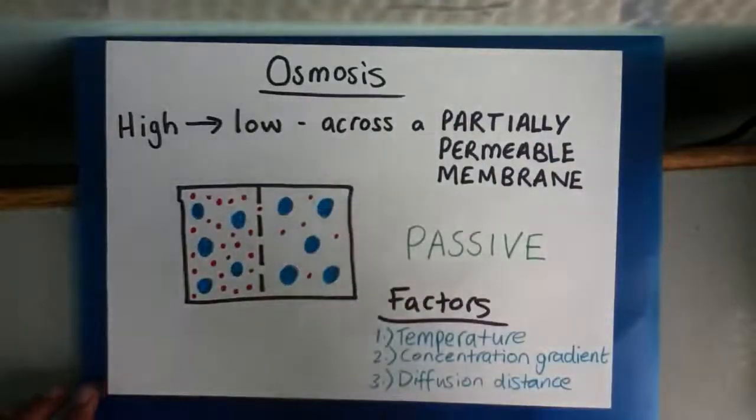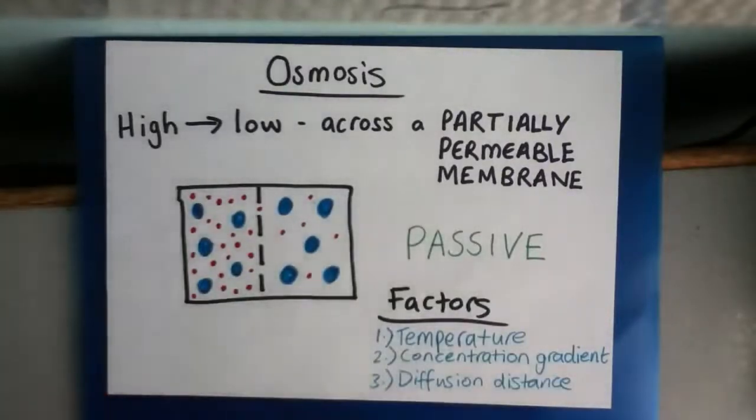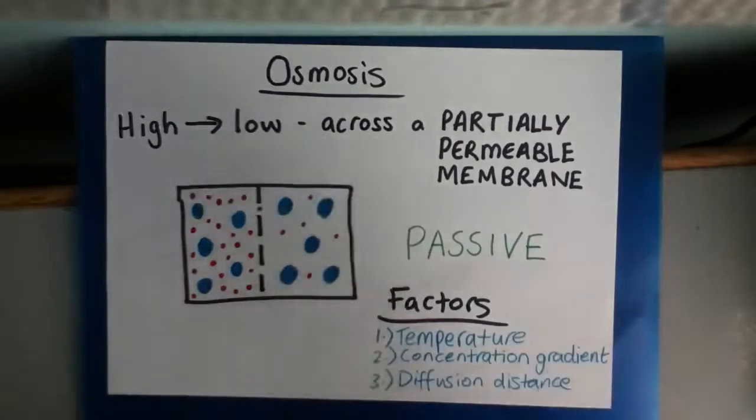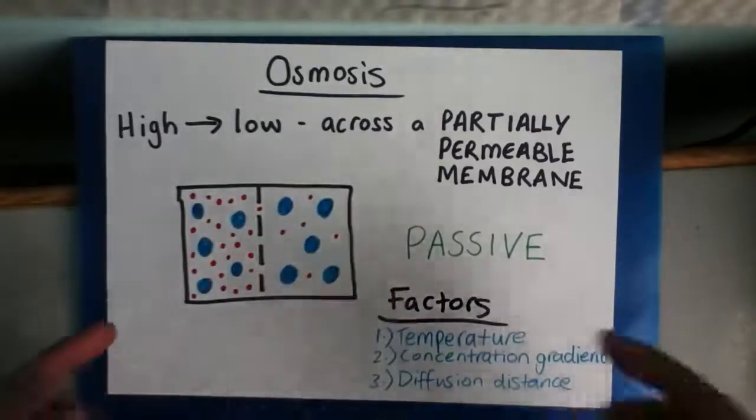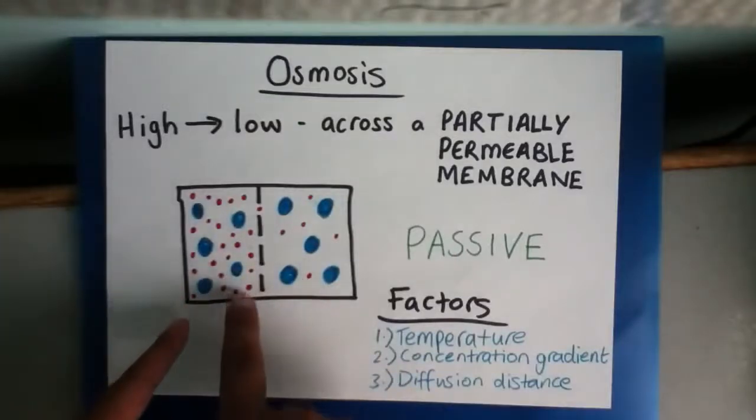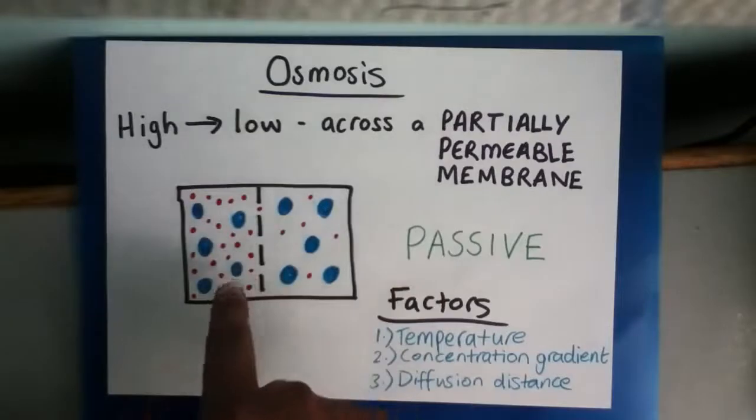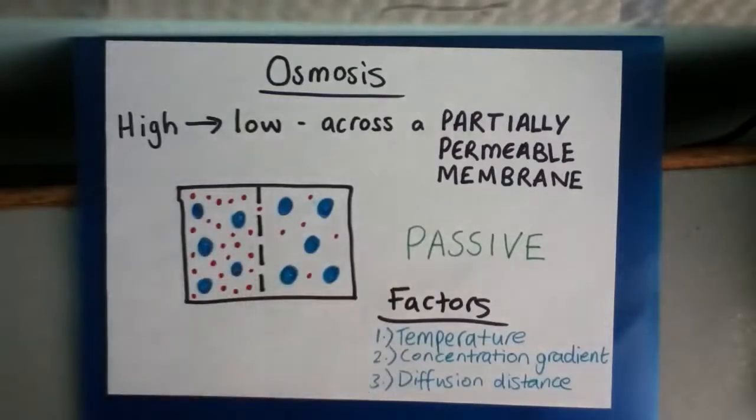Now the factors which affect osmosis are temperature. Same as diffusion, when you heat the molecules they have more energy and they move around a lot quicker. Concentration gradient, the more molecules which are on this side, the more likely it is for them to move onto this side. We're talking about the water molecules in particular.